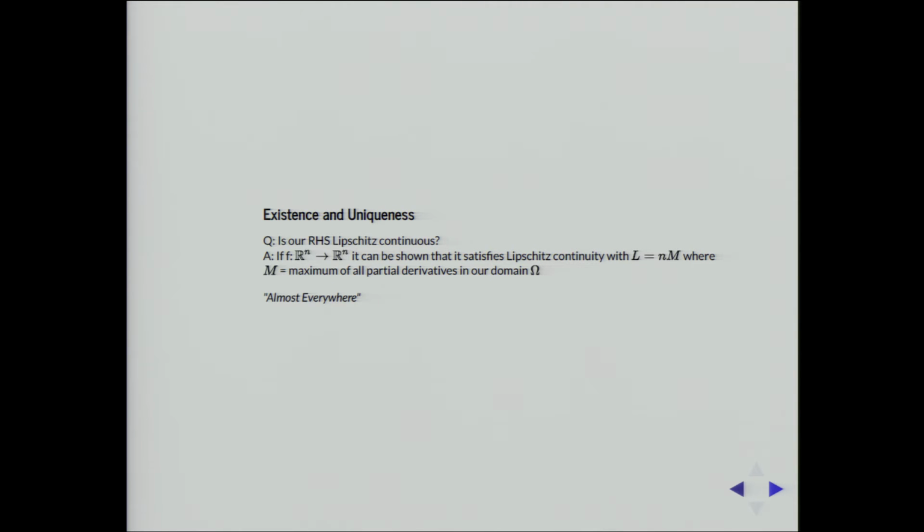So to answer the question, is our right-hand side Lipschitz continuous? It could be, and it can be shown that if my function is a mapping from Rn to Rn, in this case n is going to be 6, because we have 3 components for each vector, it satisfies the Lipschitz continuity with this Lipschitz constant. So it's Lipschitz almost everywhere, excluding r equals 0. This is going to be useful for determining up to what time we are able to simulate before blowing up our simulation.